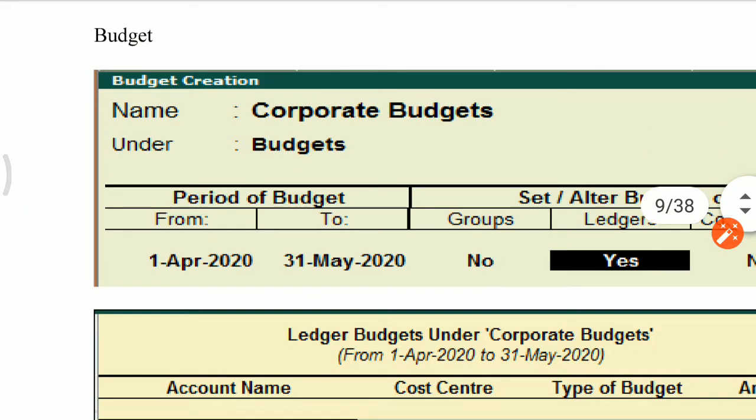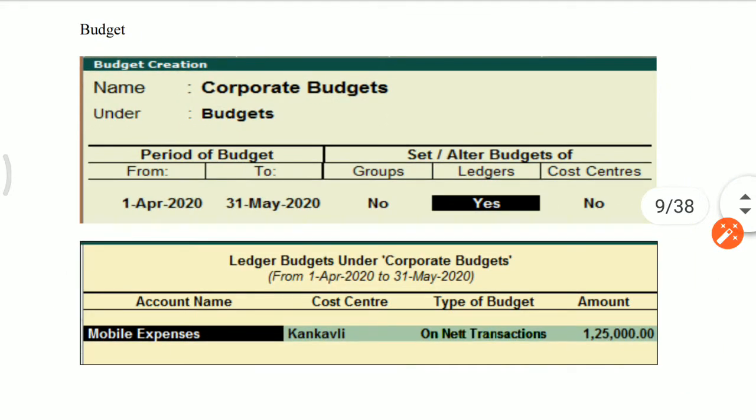Next one is budget. I already informed you about the importance of the budget, which means how much cost, how much funds you require for a particular expense. Here I have given some example. Name is corporate budgets and main group is budgets. Period also I have specified, and applicable for group, ledger or cost centers, that also I have set for only ledgers. Below the expenses, mobile expenses of Kankoli cost centers, net of transactions, maximum limit is 1,25,000.